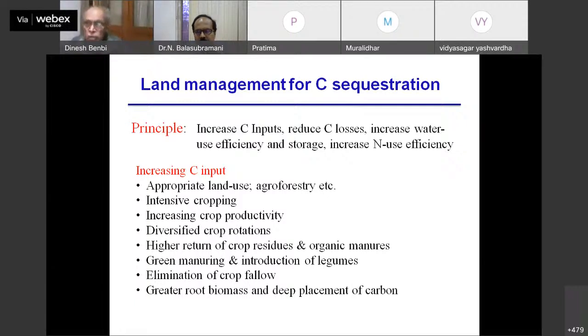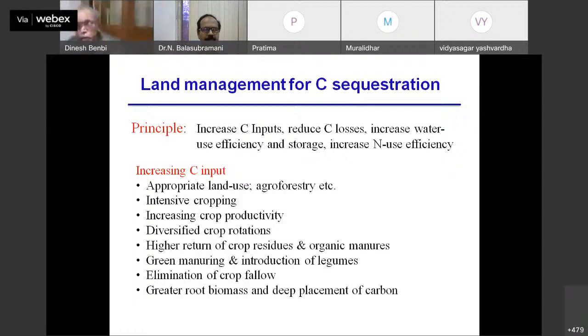So there is rain, there is heat, and carbon keeps on going out and nothing is coming in. So fallow should be avoided as far as possible. And then we look for deep placement of carbon. This is very important. If you have a crop which is only a surface feeder, the carbon which is added to the soil goes back the moment you plow.